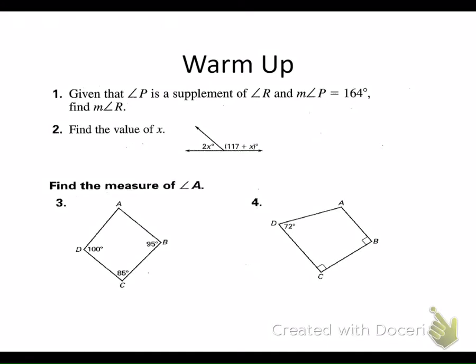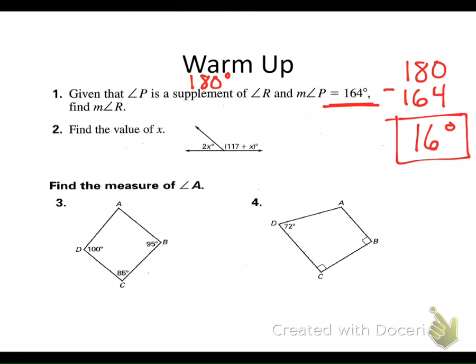180. They add up to 180. So how would we find the supplement of 164 degrees? Yep, 180 minus 164, which gives us 16 degrees.